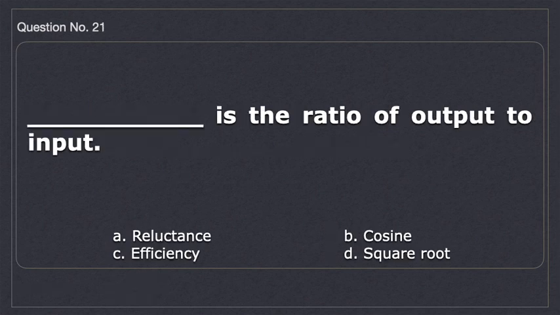Question number 21. Blank is the ratio of output to input. A. Reluctance, B. Cosine, C. Efficiency, D. Square root. Answer: C. Efficiency.